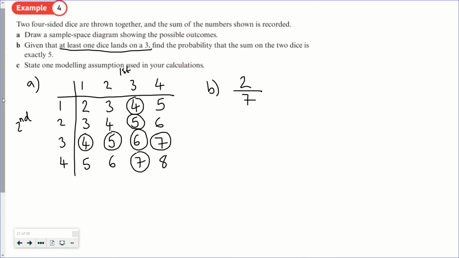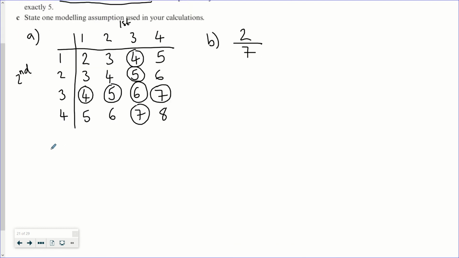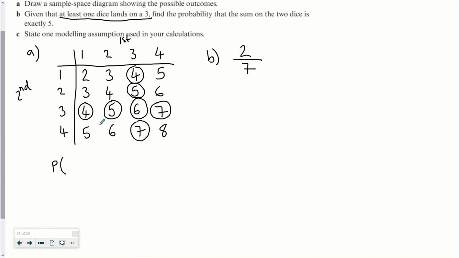We could have also got to this answer using the formula for conditional probability. So we want the probability that the sum on the two dice is exactly 5, given that we know at least one dice lands on a 3. So at least one dice is a 3.